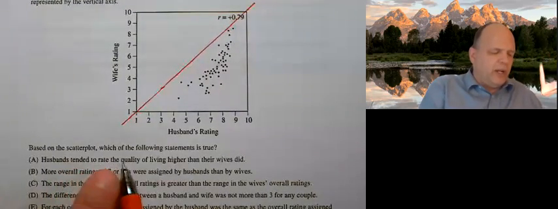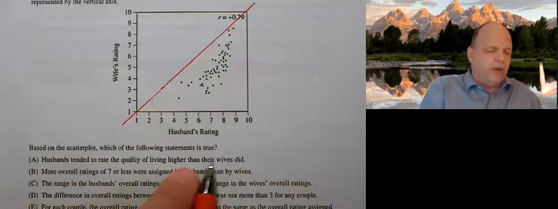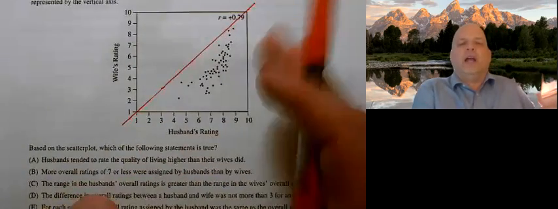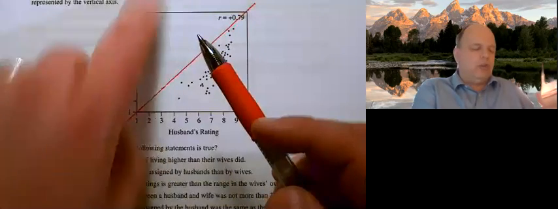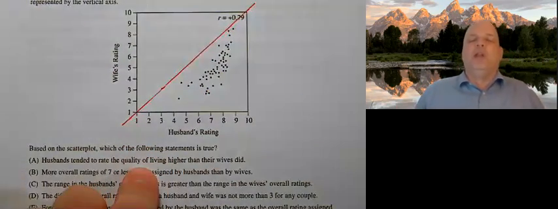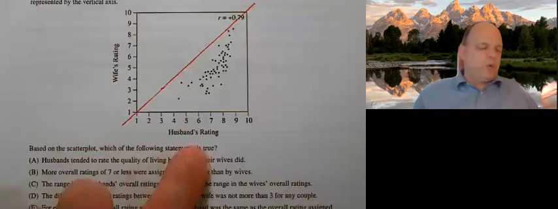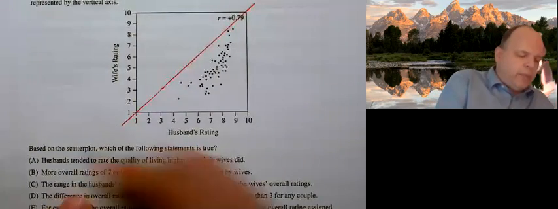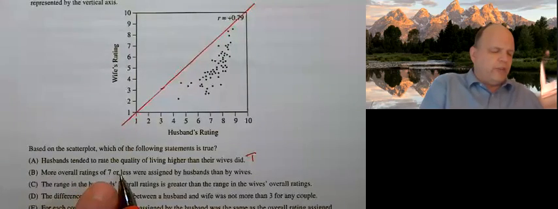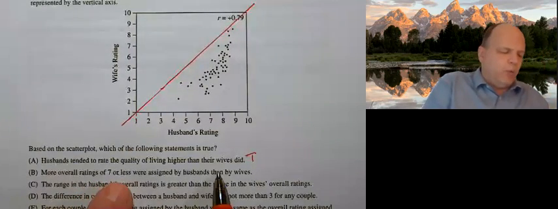Husbands tended to rate quality of living higher than the wives did. Yes, and we know this because it's under the line. If it had been above the line, it would be the wives' rating. So in other words, above the line, the wives' value carries it more. But below the line, the X value carries it more. So husbands definitely prefer this. So this looks pretty good. More overall ratings of 7 were assigned by husbands than wives.